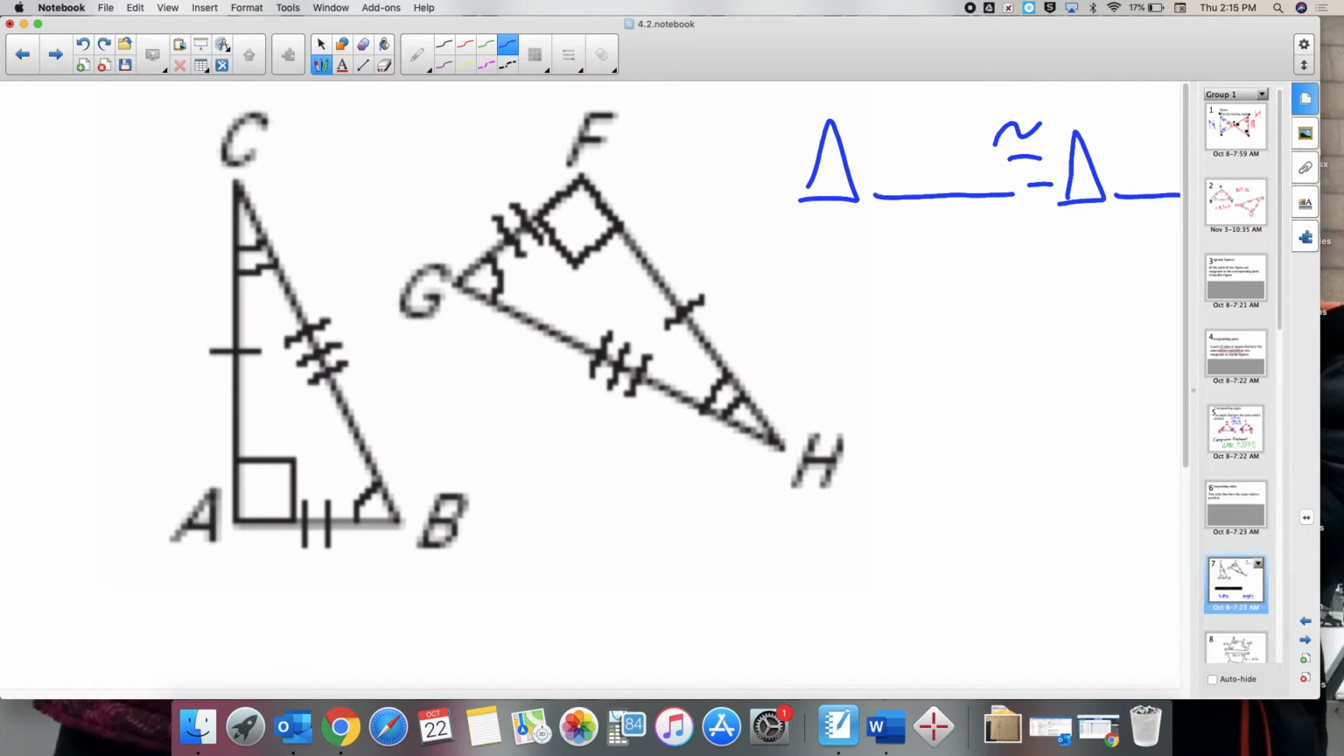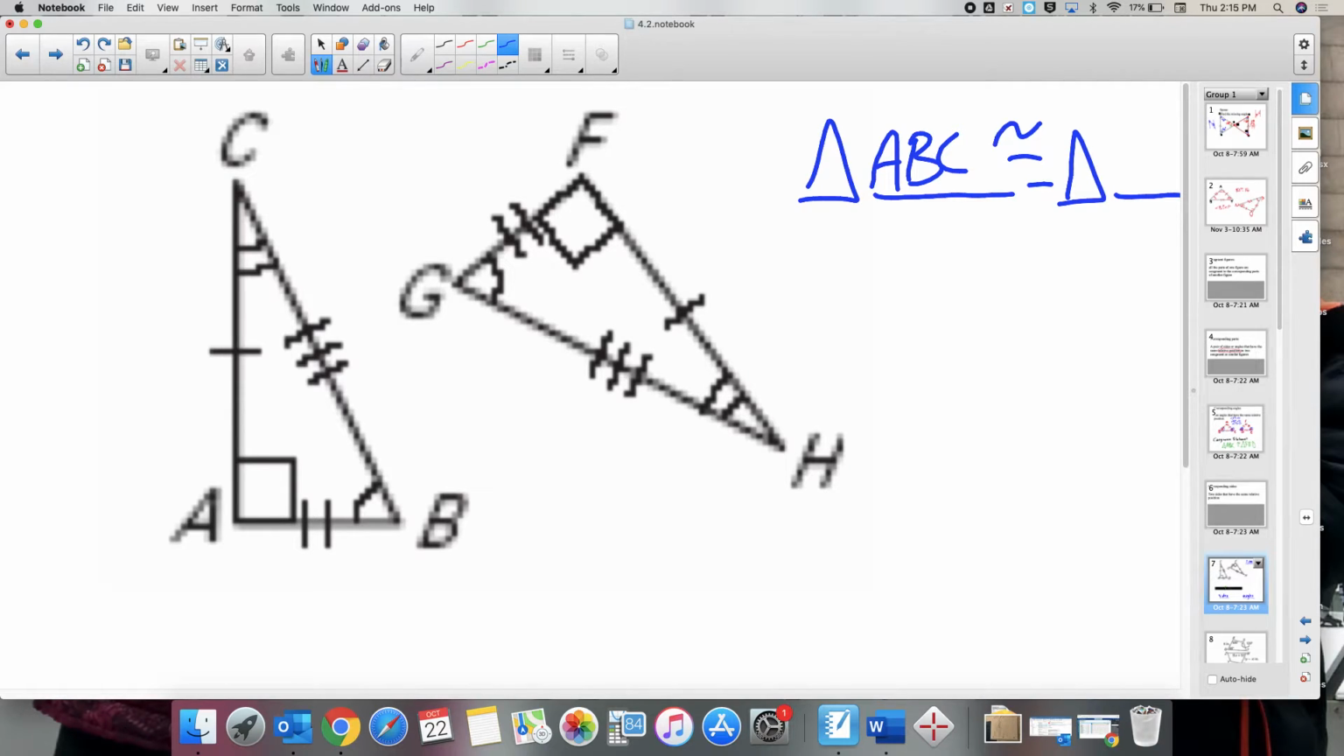If you name your first triangle, they write down triangle ABC. Then I need to make sure my second triangle matches it. We can't just put it in a random order. We're not always going to just put it in alphabetical order. When we name our second triangle, we need to make sure we match up our pieces.